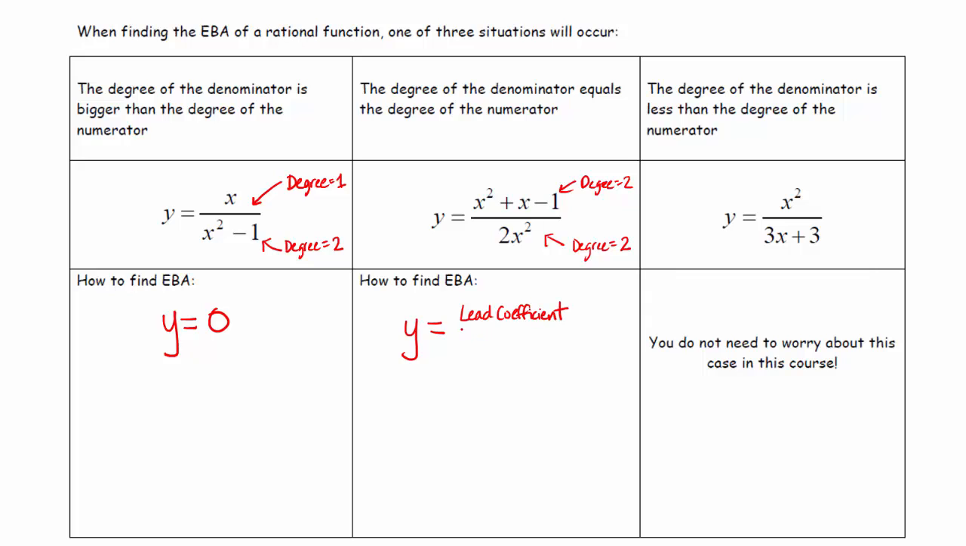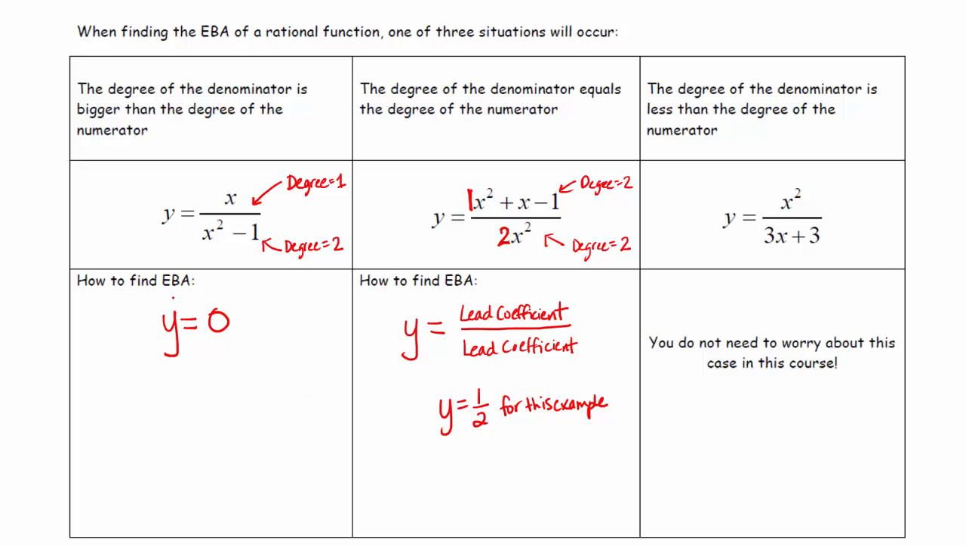over the lead coefficient of the denominator. In this case, the lead coefficient would be 1, and the lead coefficient here would be 2. The lead means that it's in standard form, and it's the first term's coefficient. So here, y equals 1/2 is the EBA, but just for this example.